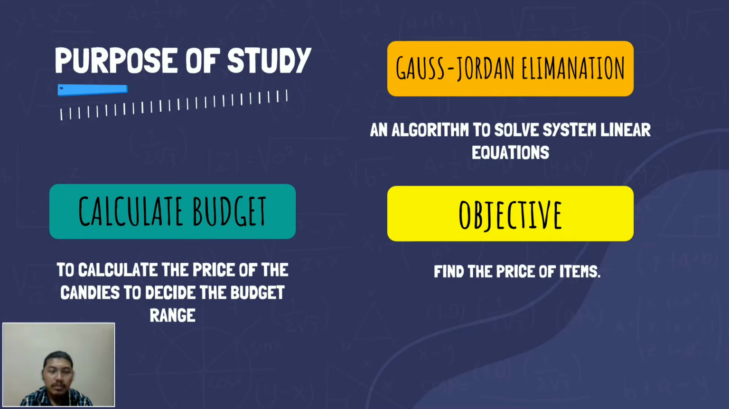Secondly is the purpose of study. First, we need to calculate the budget, which is to calculate the price of the candies to decide the budget range. Next, we use Gauss-Jordan elimination, an algorithm to solve systems of linear equations. And lastly, the objective is to find the price of the item.